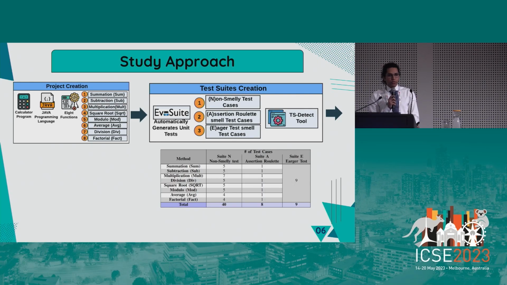Then we evaluated our projects with tsDetect to make sure that these types of projects, category A and category E, contain the test smells.